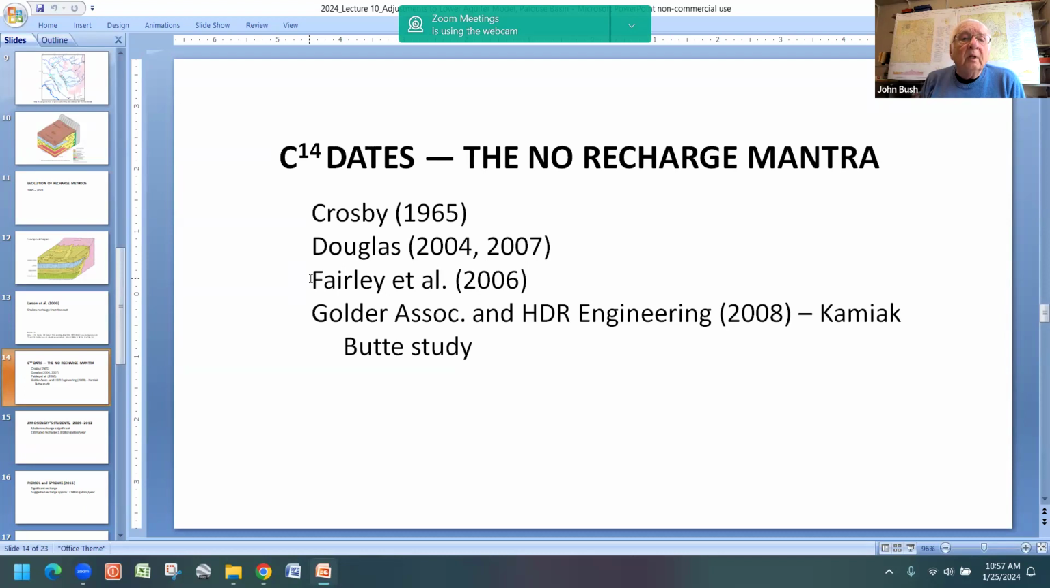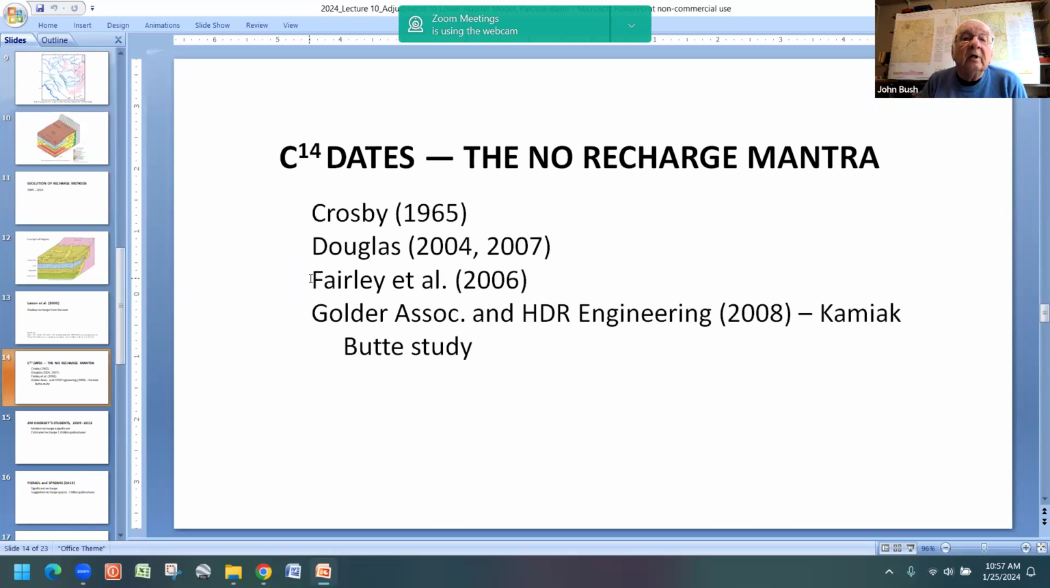Another study supported by the state of Washington was Golder Associates, who looked at Kamiak Butte and some of the quartzite buttes as a possibility of recharge. Somewhat flawed study, in the sense that because of poor land access, we did not get the access that we wanted. They only dug one exploration trench, and it showed too much clay, not much infiltration, and they concluded there was no recharge.